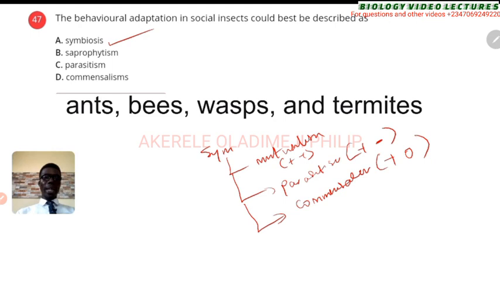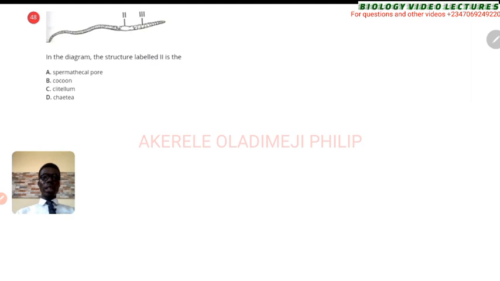In the diagram, the structure labeled 2 is the clitellum. This solum part is called clitellum, which is where the eggs will be in a fluid called cocoon. This cocoon is a fluid that holds the egg in place. All right. So the answer to that is clitellum.